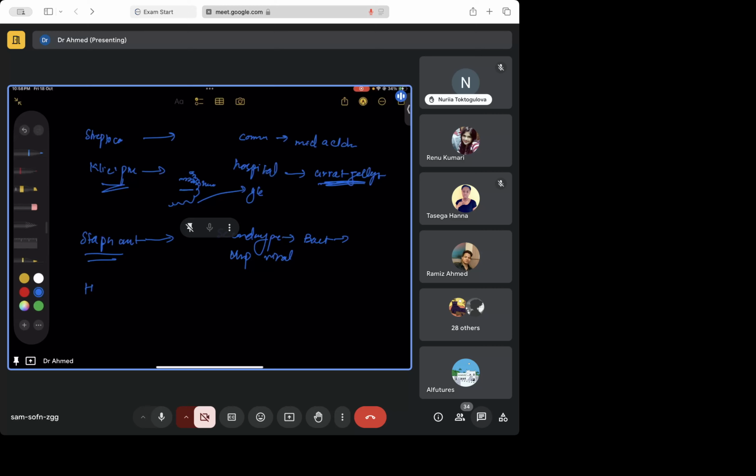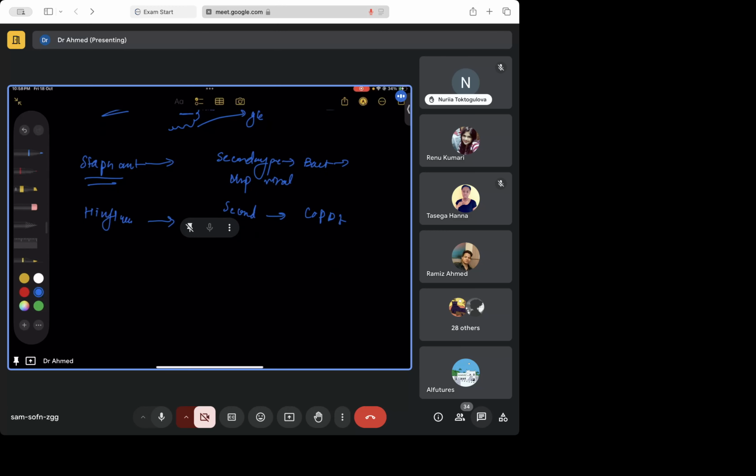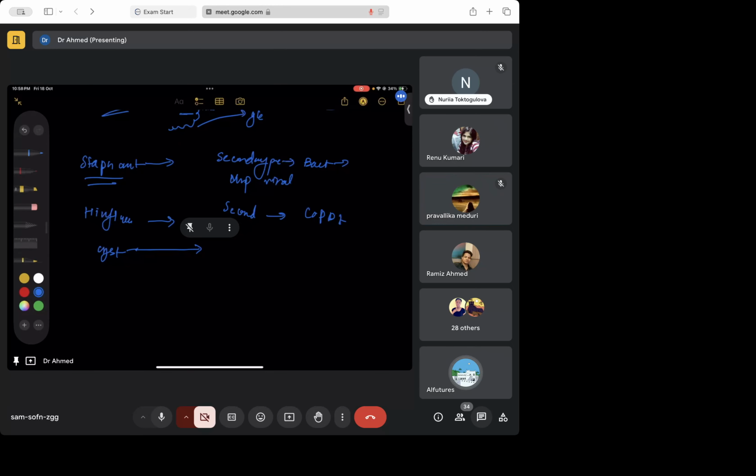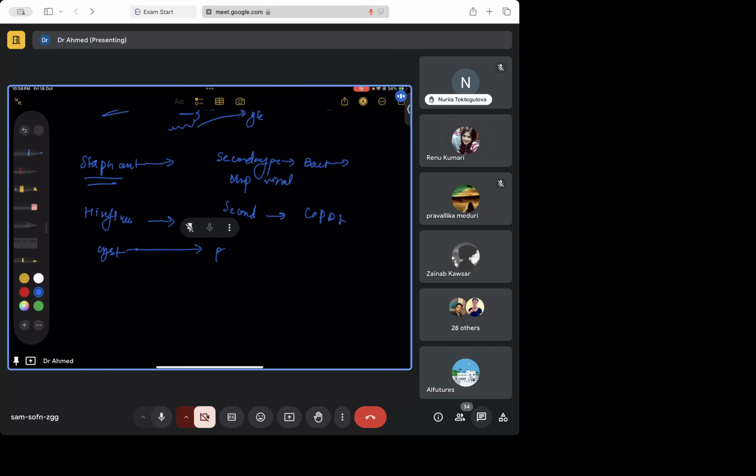H influenza also causes secondary pneumonia, remember, but in COPD patients mostly. And you guys are going to tell me cystic fibrosis patients. They are also related to one of the bugs. That is Pseudomonas aeruginosa.